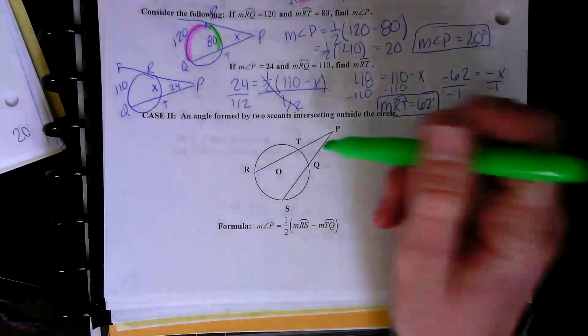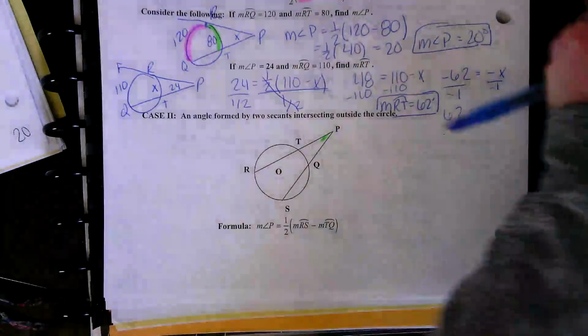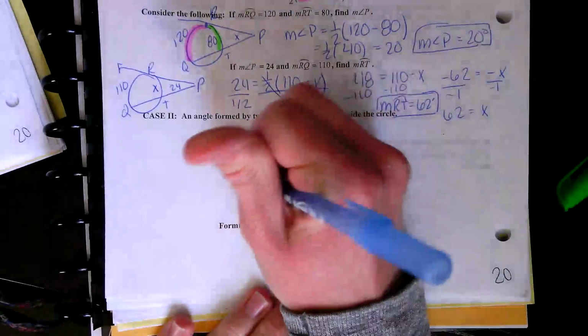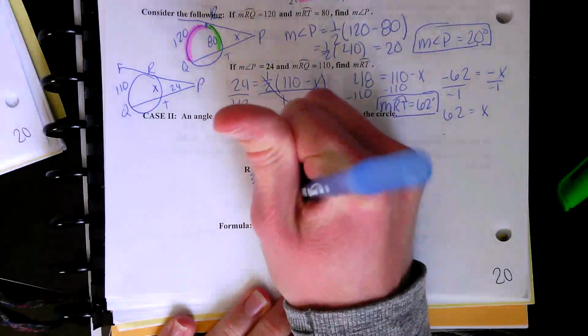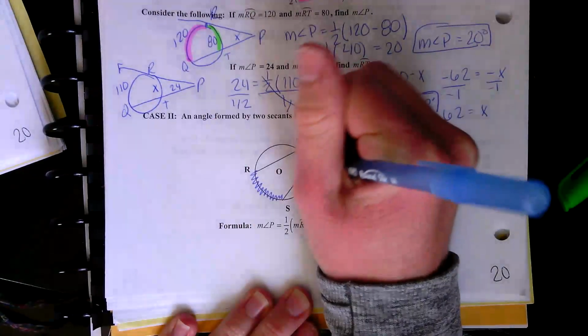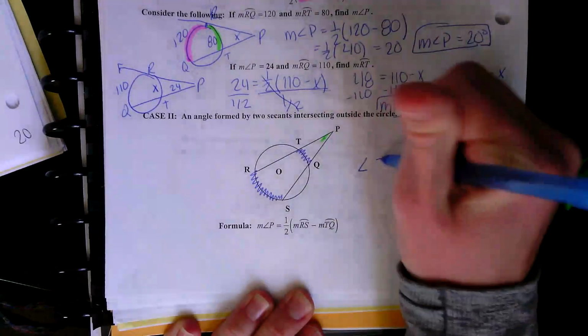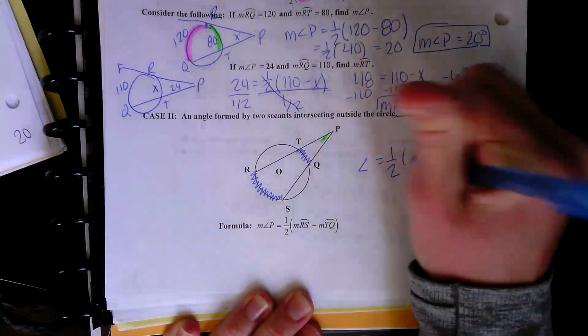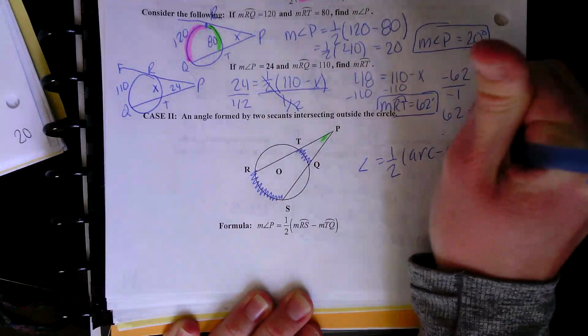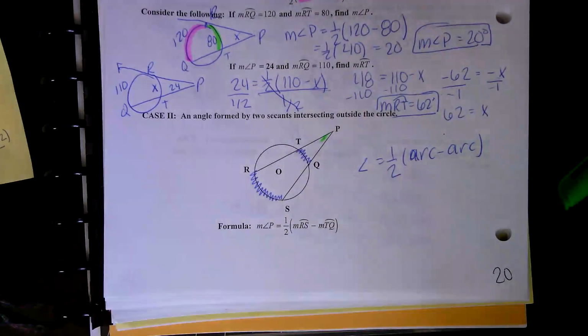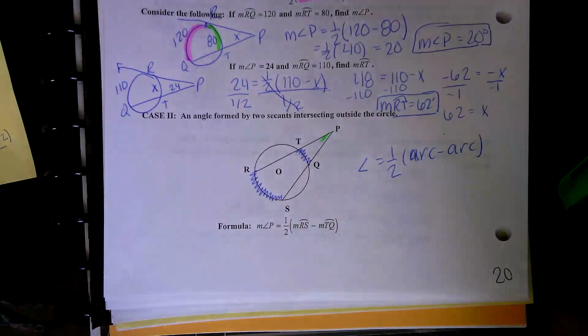Okay, so angle P is equal to this arc minus this arc times 1/2. Okay, so angle is equal to 1/2 arc minus arc. All right. So let's go to the next page and we're going to do an example of this.